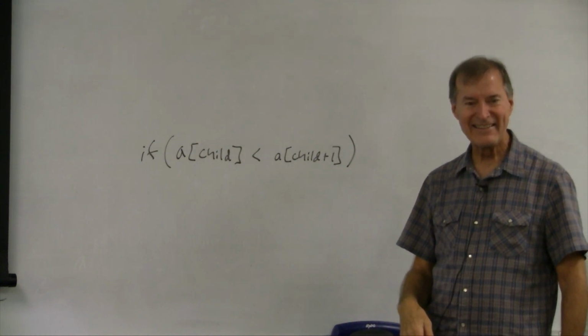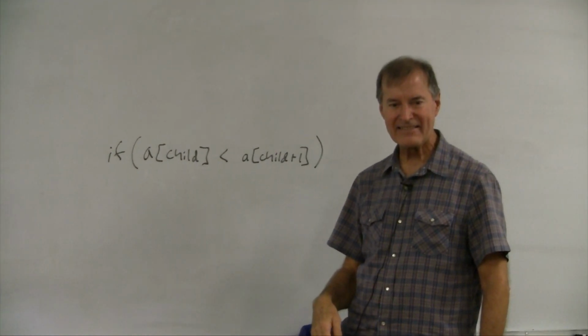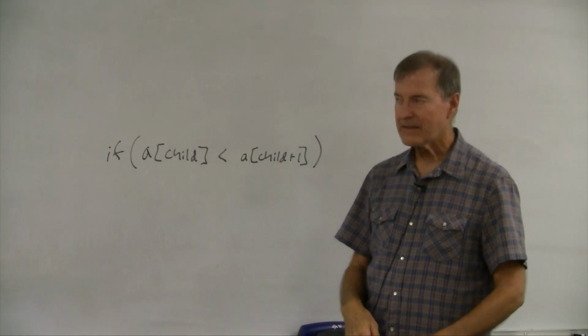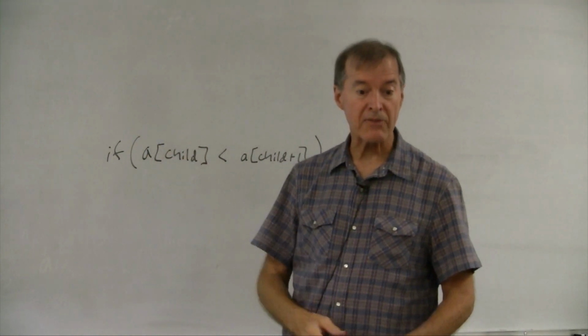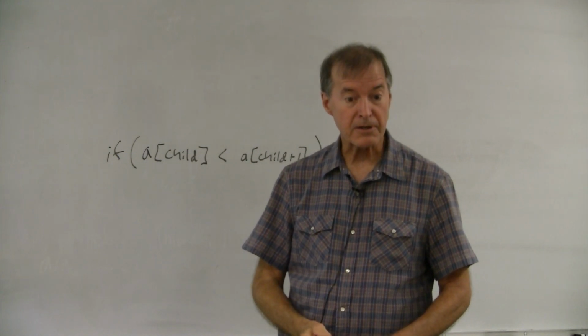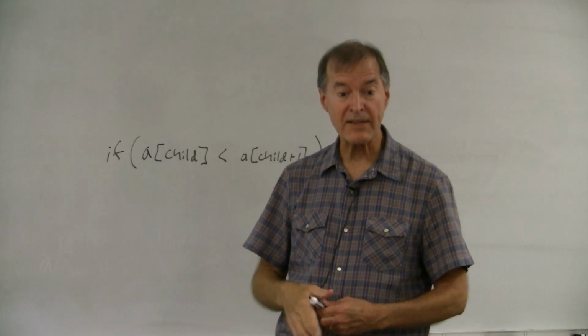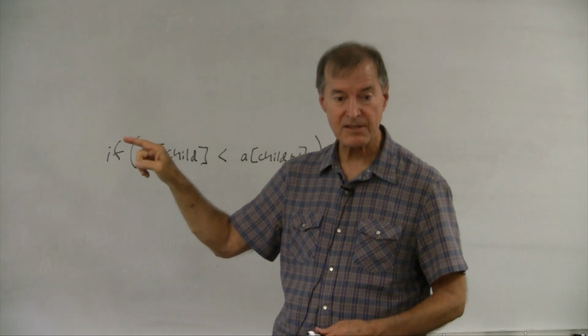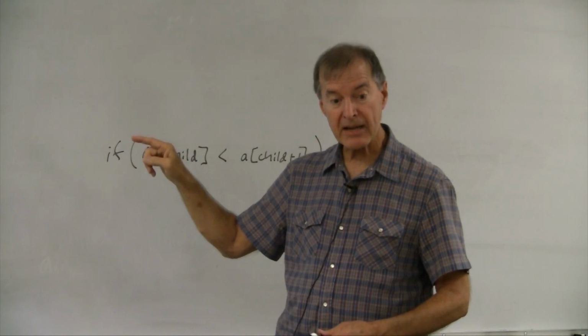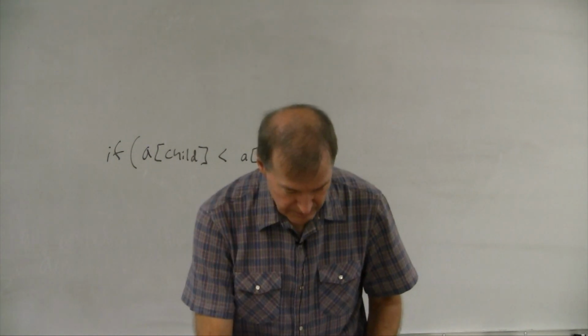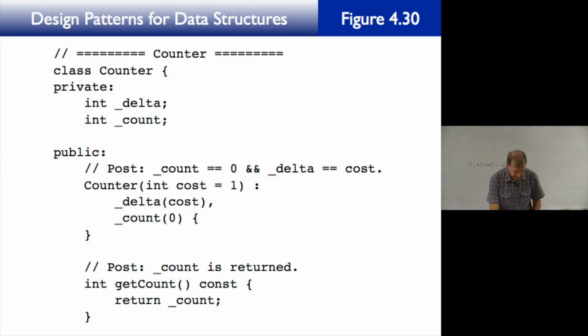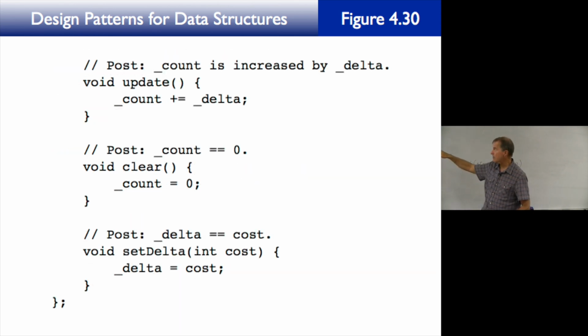Is there a reason that we're doing compare count dot update instead of just compare count plus plus? Because update is one of the methods of the counter. Remember, we have one counter inside this class. Right. And update is a method here. Let's go back. Here, check it out. So here, in figure 4.30, we have class counter. Are you with me? And it has underscore delta and underscore count. And then later on, here's the method. It's called void update. Count plus gets delta.